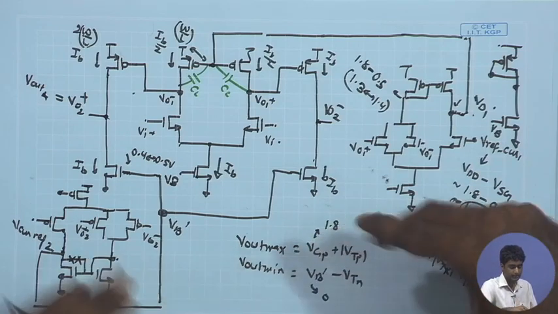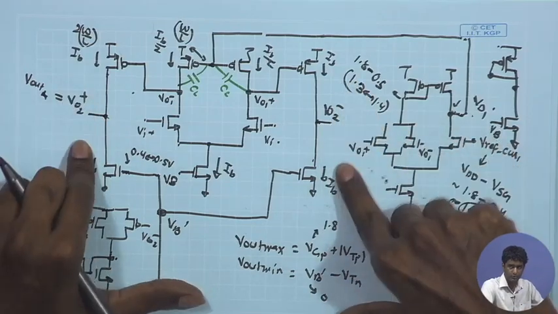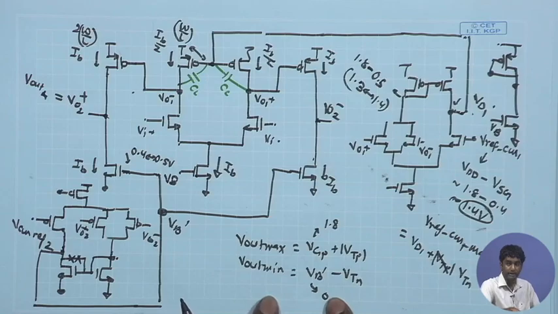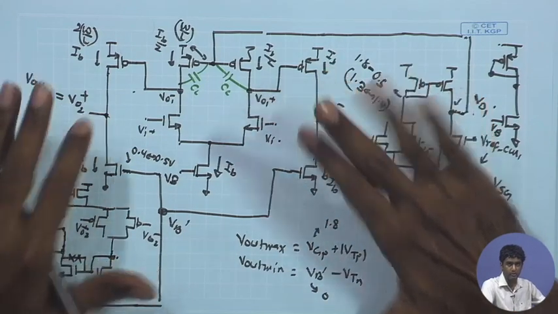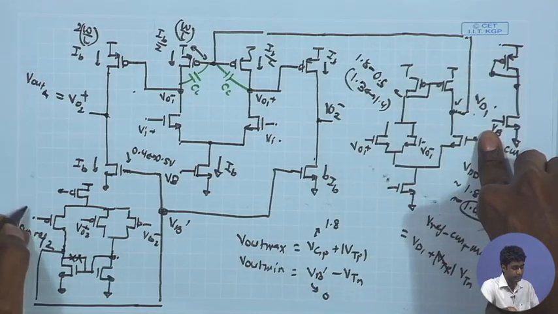As a result, the output can have almost full swing from close to VDD to close to 0, and as a result I would like to bias my output DC point or the common mode equal to VDD by 2, this plus this by 2, so 0.9 volt, and therefore, this point I can keep it as 0.9 volt.